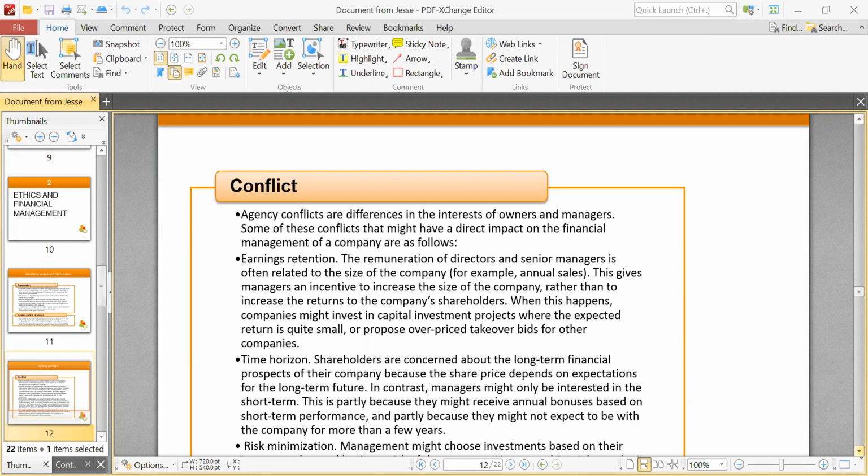Another thing is time horizon. We talked about the long-term, short-term thing, right? Shareholders are concerned about the long-term financial prospects of their company because the share price depends on the expectations for the long-term future. Managers might only be interested in the short term because they are not going to be in the company forever. So they are not really worried about what is happening long term. They are looking at getting what they need to get and then moving on. That's all they are looking for.